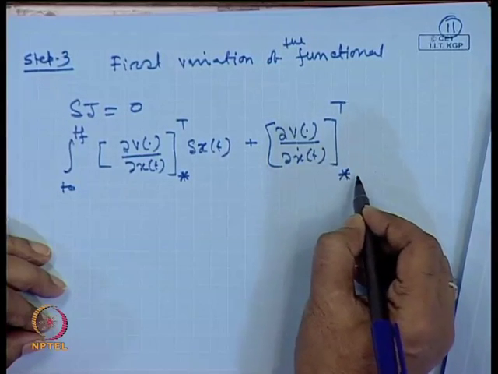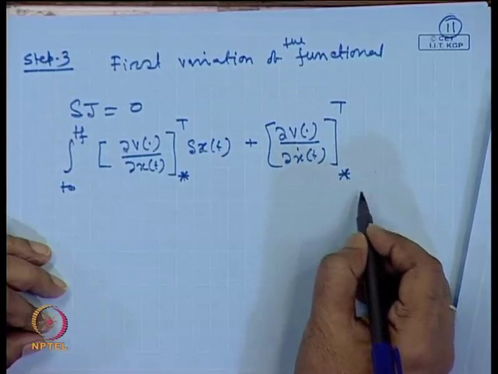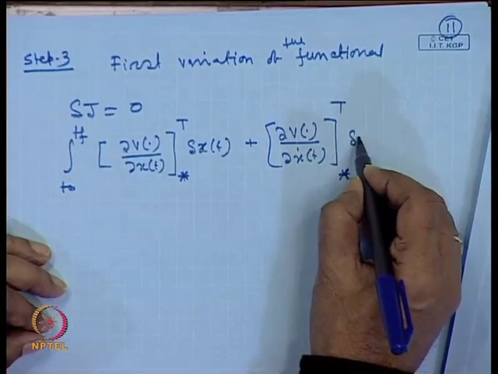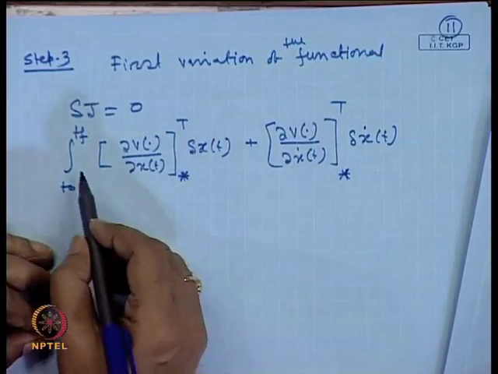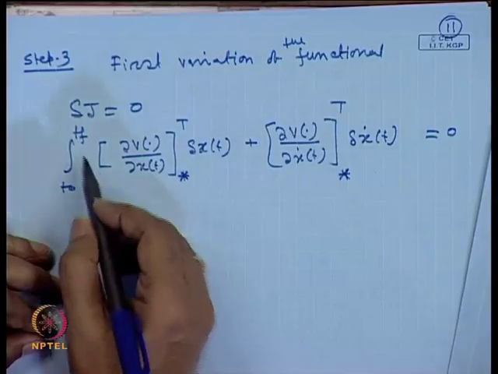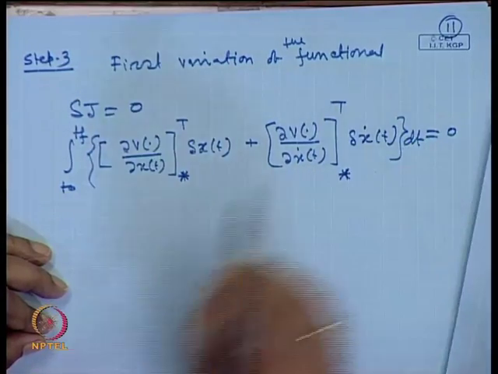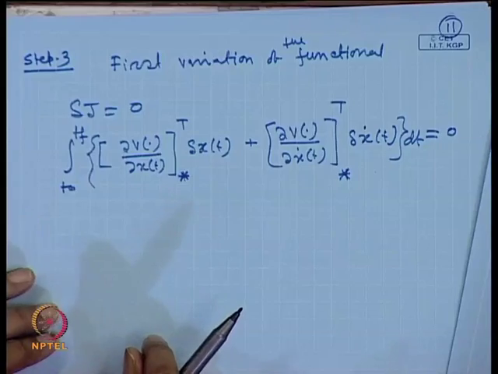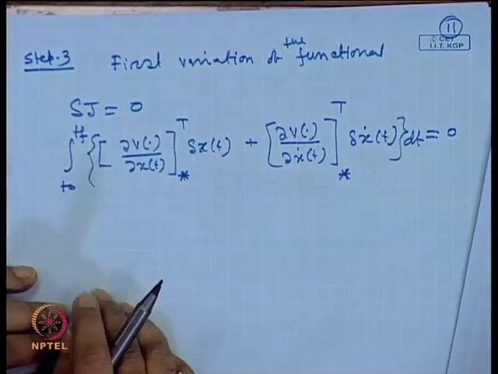Star means x(t) is replaced by x*(t), and x dot(t) is replaced by x dot*(t) plus the variation, and this must be equal to 0, with the dt there. Agree? So this is the first variation of the functional, and it must be 0.